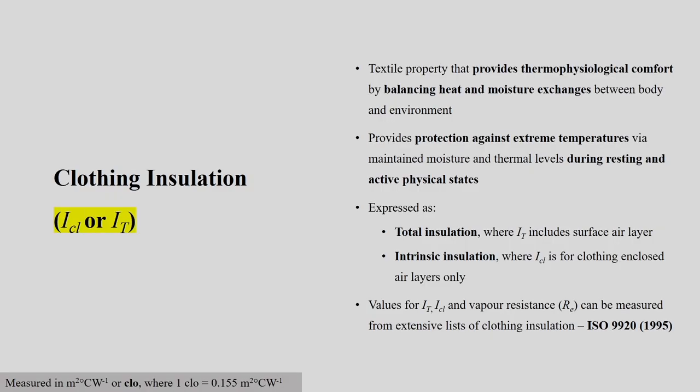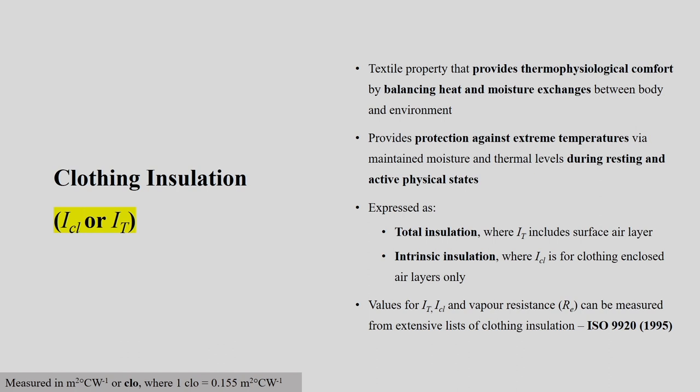So as I mentioned, if you have a lot of clothing, it will prevent the person from losing body heat to the environment, right? So how does it look? Clothing, we can call it IT or ICL, insulation due to clothing, or insulation due to textile basically, so IT. It is a textile property that provides thermophysiological comfort by balancing the heat and moisture exchange between the body and environment, and we will be calling it clothing insulation.